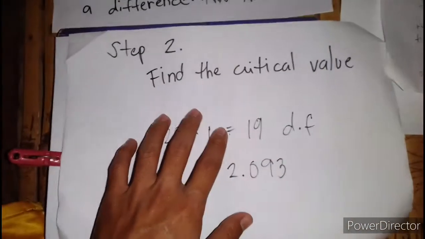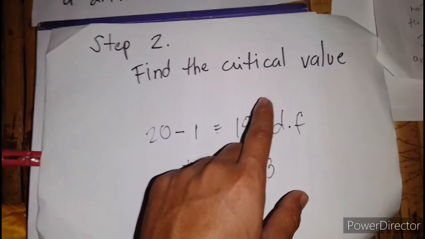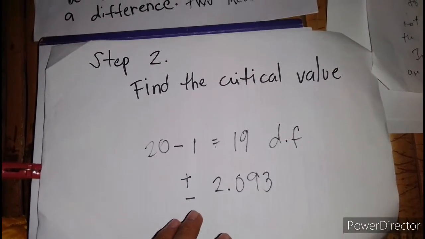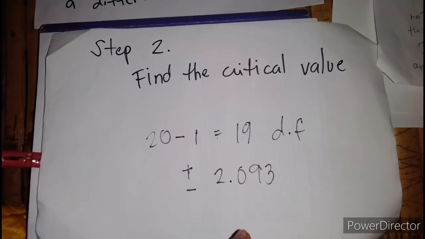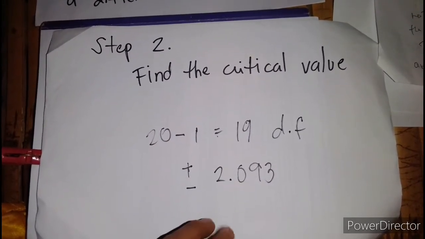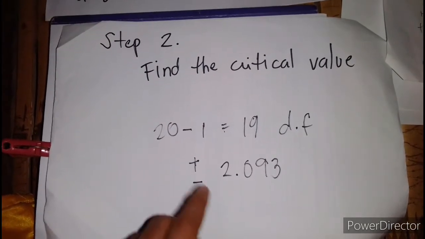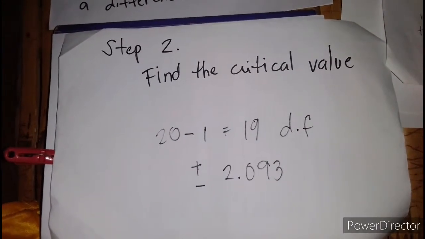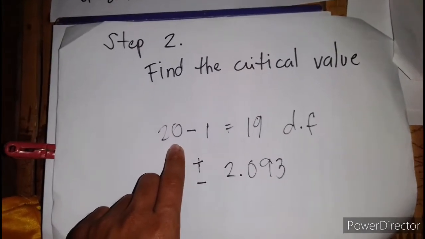The next one is step 2. Find the critical value. So since the test is two-tailed and since the level of significance or the alpha is at 0.05, yun yung ating level of significance, and since the variances are not equal, remember that ang gagamitin natin na degrees of freedom ay the smaller between the two sample sizes. So gagamitin natin yung 20 kasi maliit siya sa 24.